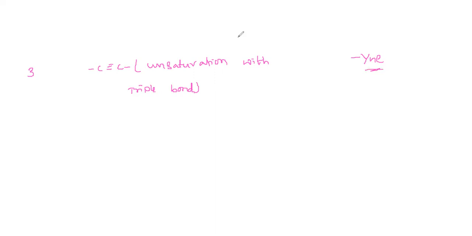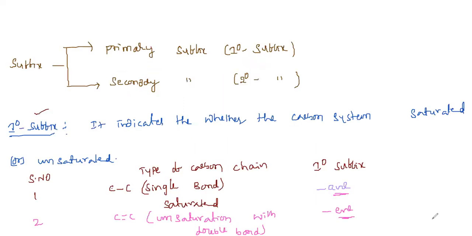For example, we discuss one example here, CH3, then CH2, then CH3. First you have to check the root word. How many carbons are there? 1, 2, 3. Three carbons are there, prop, plus suffix. Suffix you always write after the root word. Is any double bond there? No, it is only single bond, ane. The total name is propane. This is the IUPAC name of this system. First you write the number of carbons, then after that the suffix. The primary suffix always indicates whether the carbon chain is saturated or unsaturated.